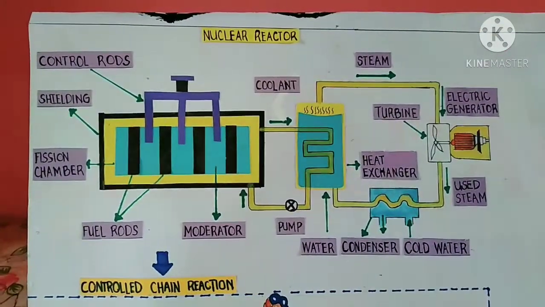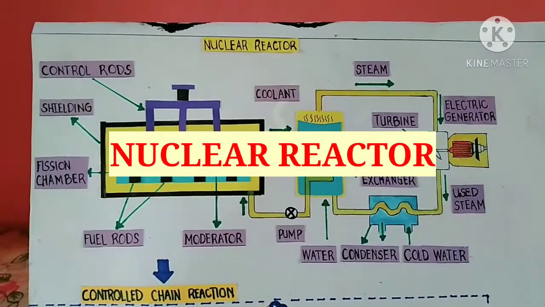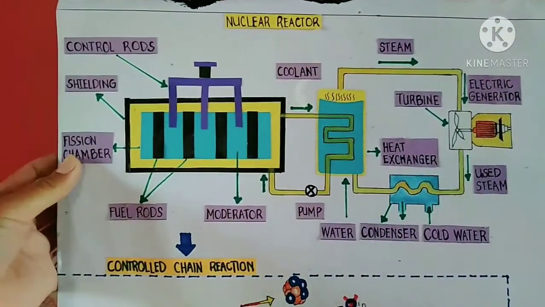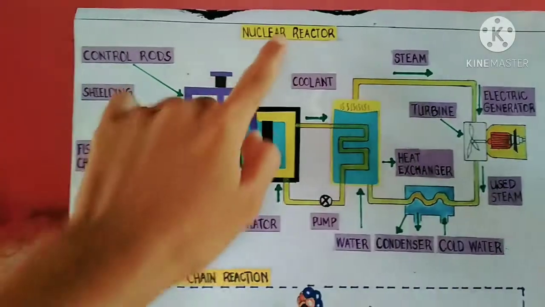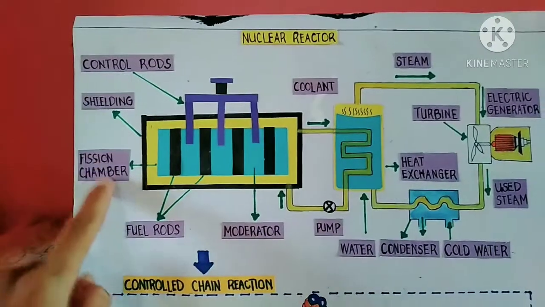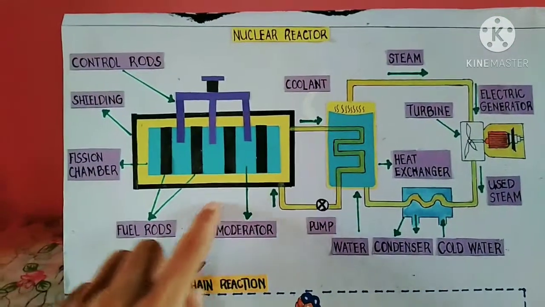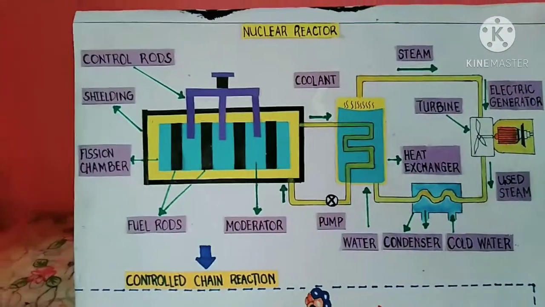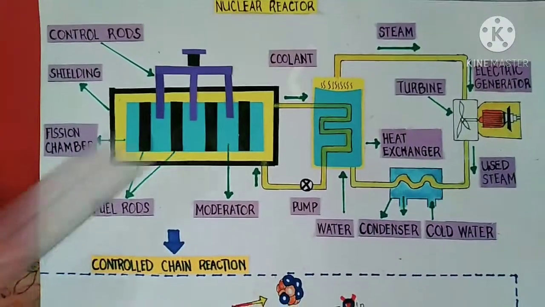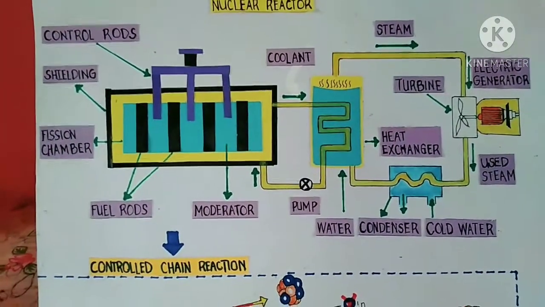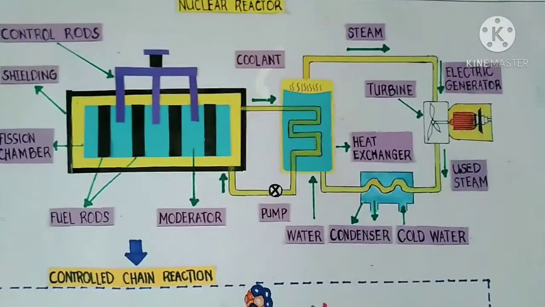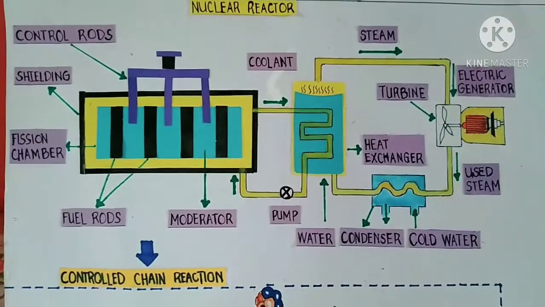In this video, we are going to learn about the nuclear reactor. And this is my illustration about the nuclear reactor. So these are the parts of the nuclear reactor, and I will discuss its functions in controlling chain reaction of fission. So as we know, nuclear reactors are the modern-day devices extensively used for power generation.